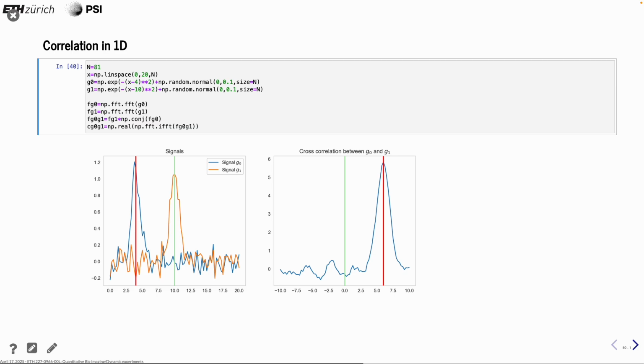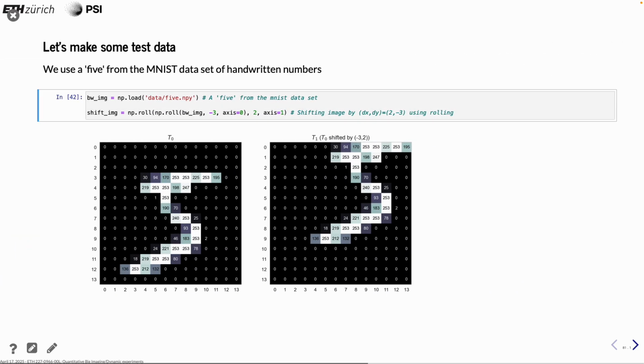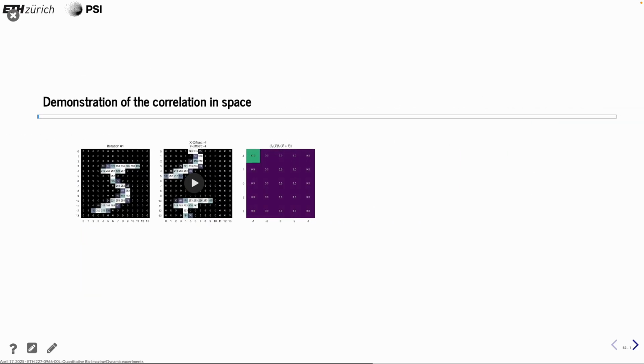So this tells nicely how much they are shifted. This can, of course, also be done in 2D, and another way of doing the correlation is to do it manually in space. In this code, what we're doing is rolling the image, so shifting the pixels, and doing the sum between the two images. With that, we can produce correlation in space.